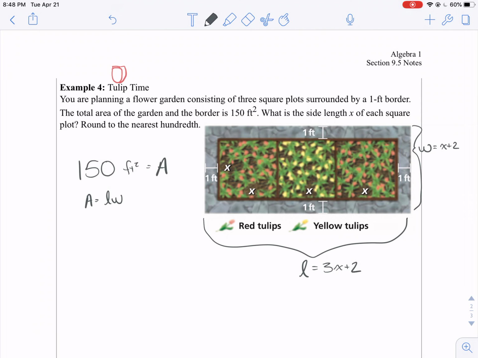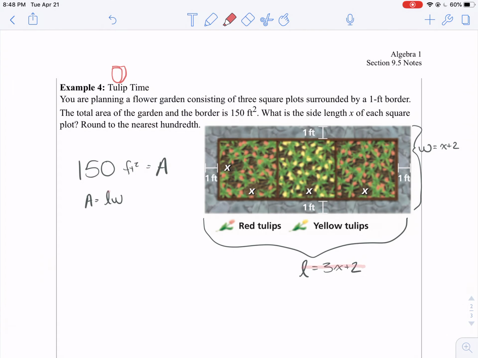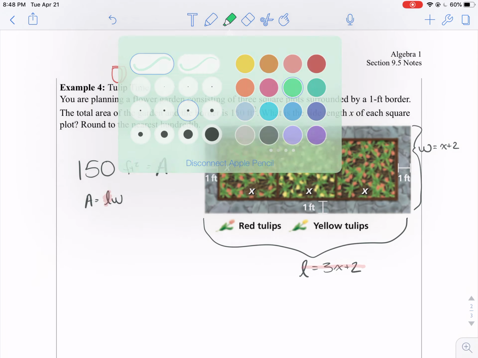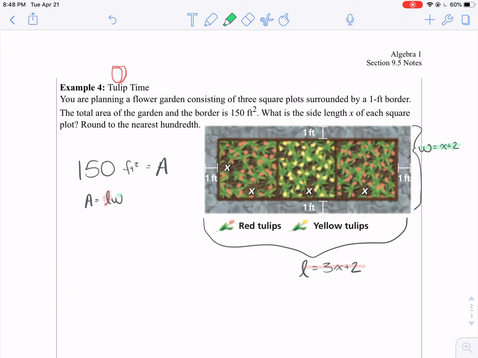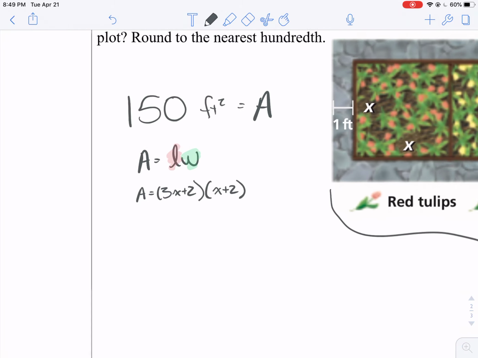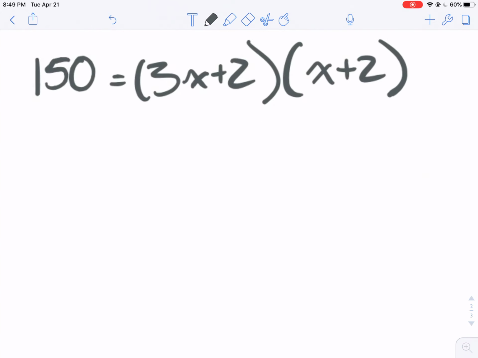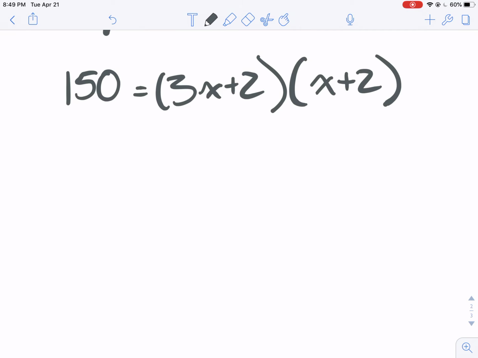So now that we know our area is length times width, we know our length is 3x plus 2. We know our width is x plus 2. So let's go ahead and plug those in. So our area is 3x plus 2 times x plus 2. We also know our total area is 150. Believe it or not, you guys, we have a quadratic equation ready to go. Let's go ahead and clean it up a little bit and then find its solutions.